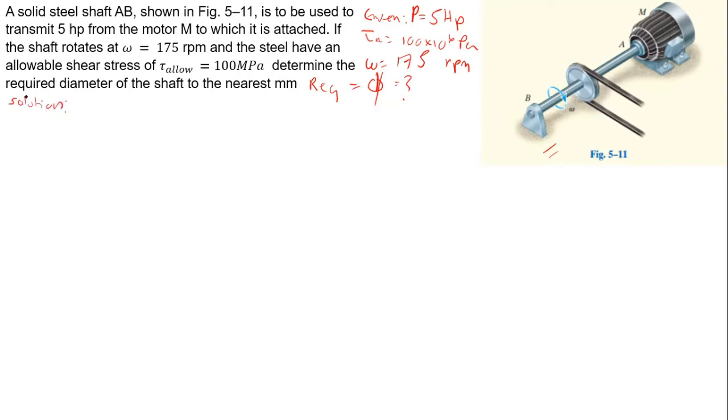So una, kailangan muna natin unity of units. Naka-horsepower yung power natin dito. Kailangan natin itong i-convert into metric system. So P is equal to 5 horsepower using a conversion factor na 1 HP is equals to 746 watts. So cancel out yung horsepower. Makakakuha tayo ng 3,730 watts.